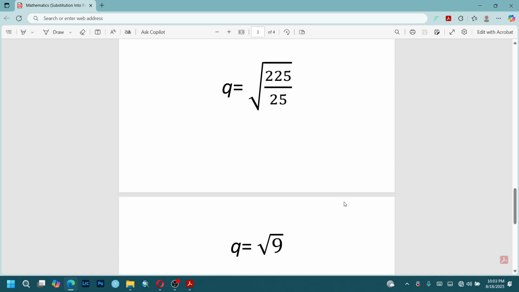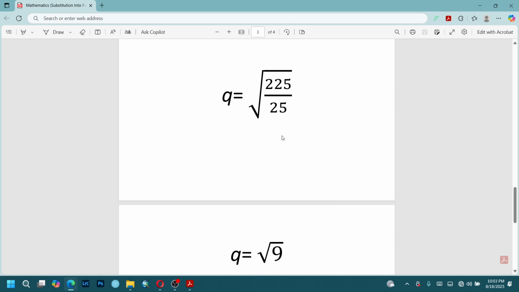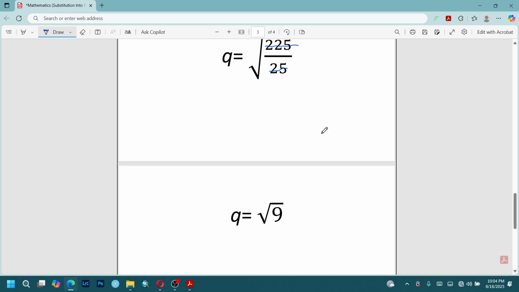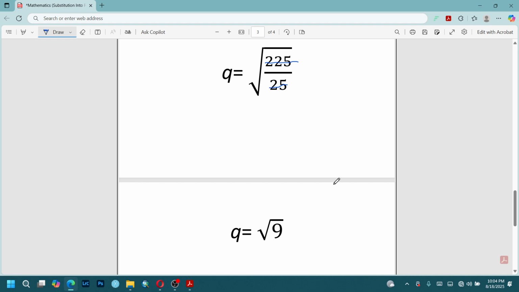Let's proceed further. Okay, so 25 would cancel 225 9 times, right? So we have our Q to be the square root of 9, right? And the square root of 9 is which number multiplying itself will give you 9, right?